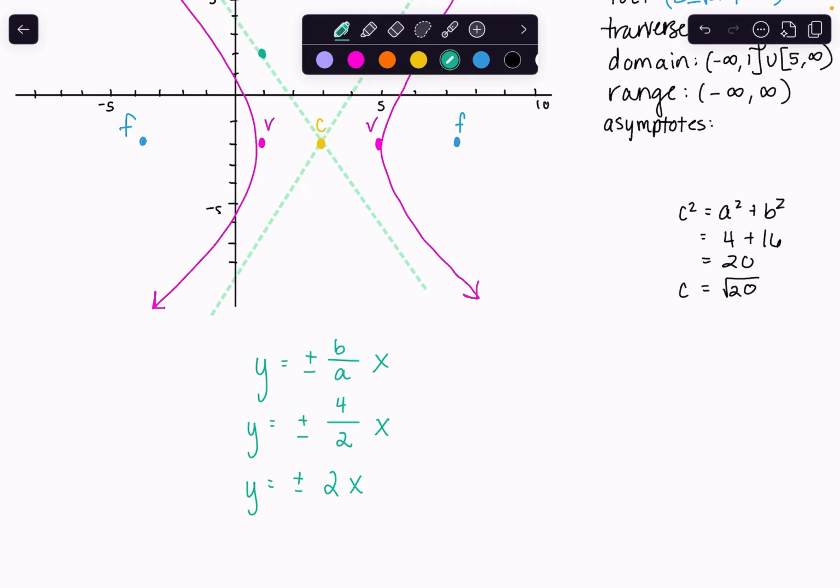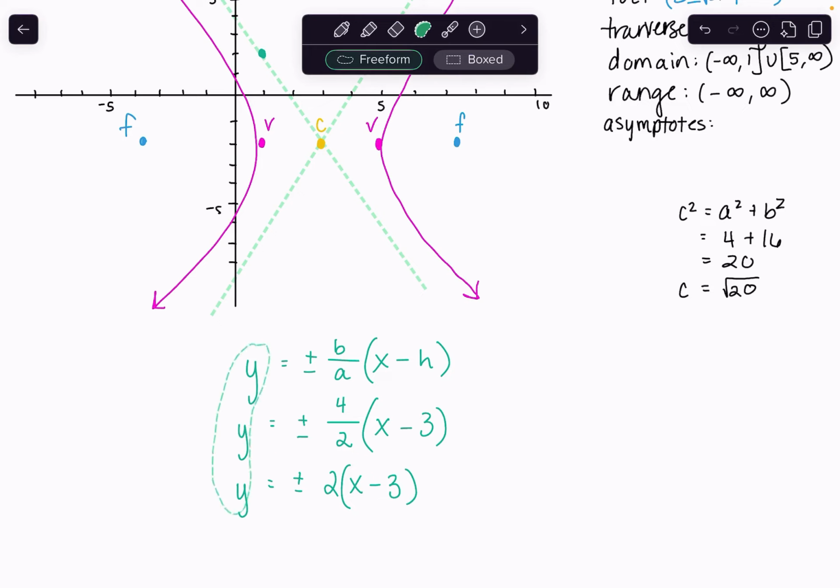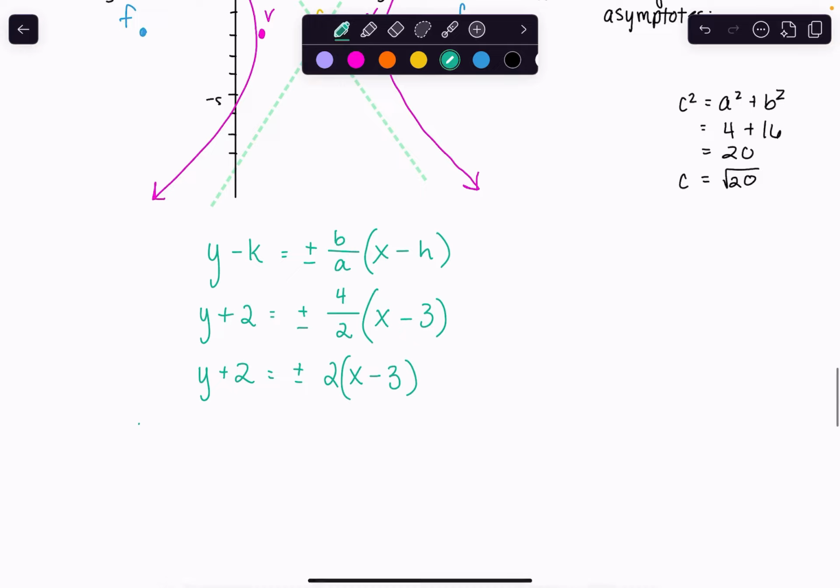But because I'm moving the center, I need to replace x by x minus the x coordinate of the vertex, which in this case is 3. And then for y, I need to replace y by y minus the y coordinate of the vertex, which in this case is 2. So when I subtract it, it becomes y plus 2. So this breaks off and forms two different equations. One is y plus 2 equals 2 times x minus 3. The other is y plus 2 equals negative 2 times x minus 3.